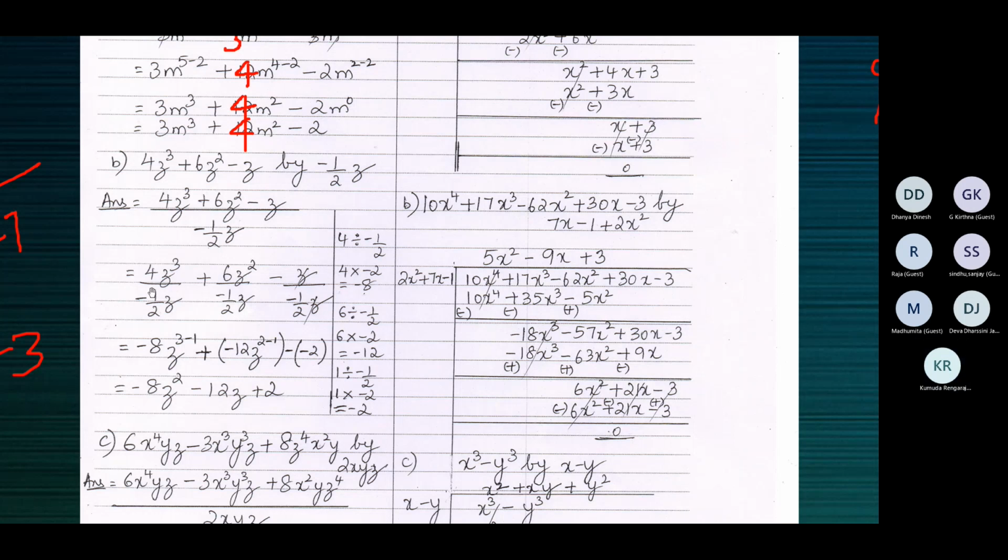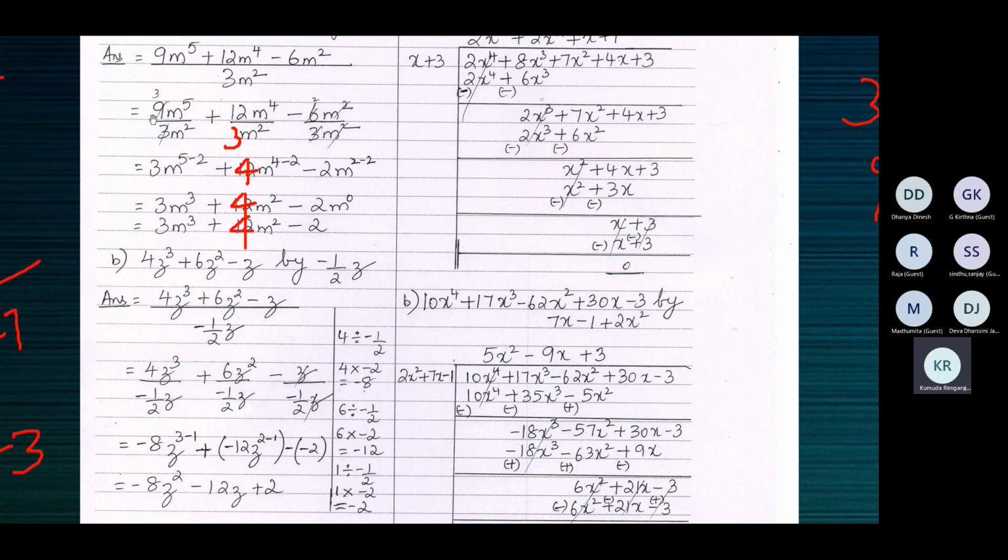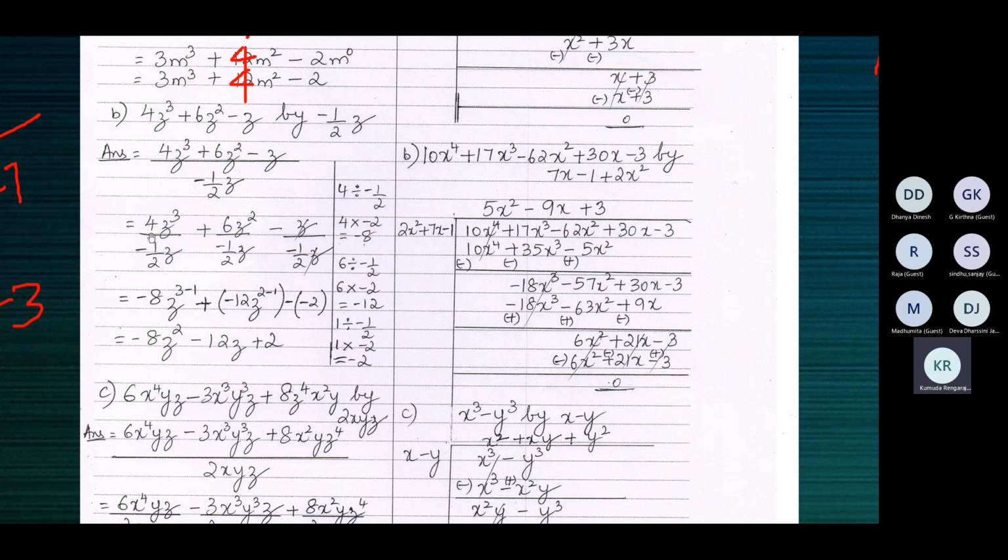Next, we'll have to divide like here we did. We divided 9 by 3, and the division was easy. 3 ones are 3, 3 threes are 9. Similarly here we need to divide 4 by minus half. I don't know what 4 divided by minus half is, so I'm doing the working here to find out.